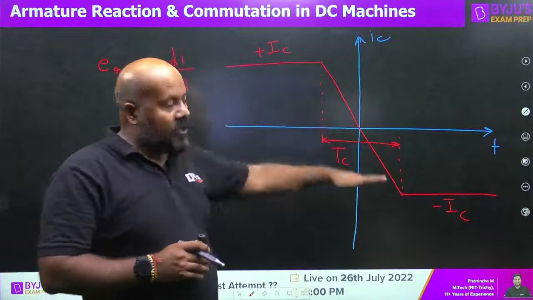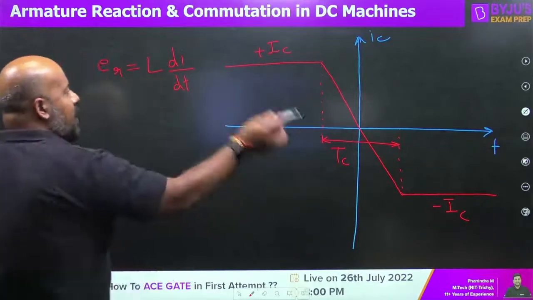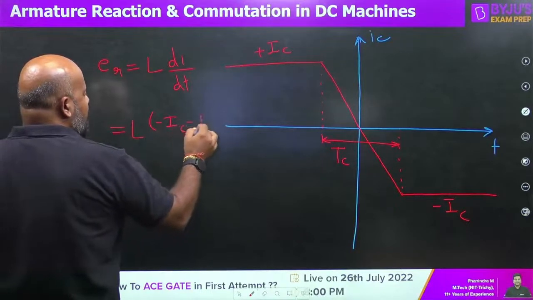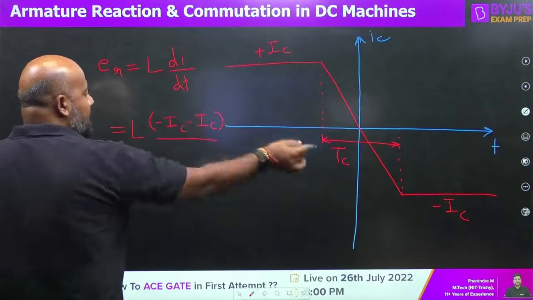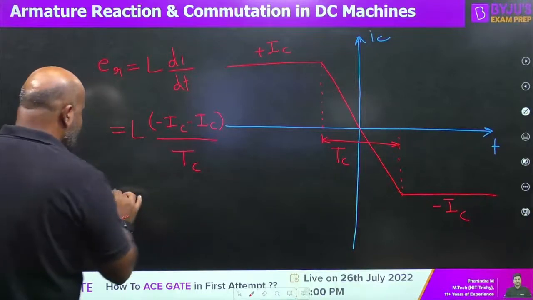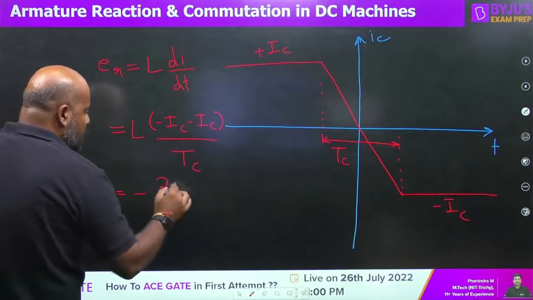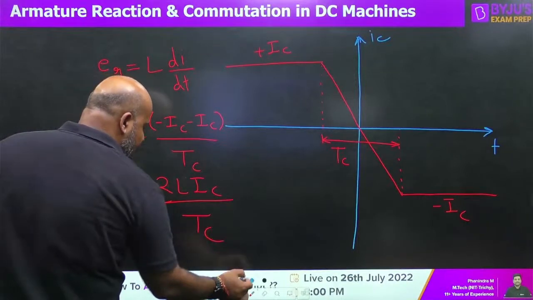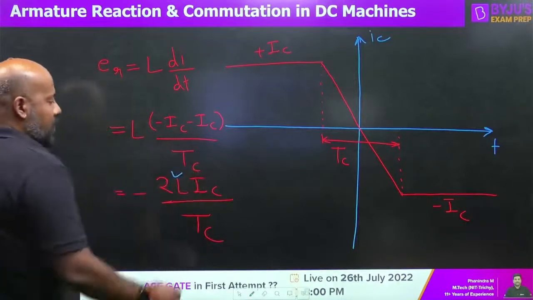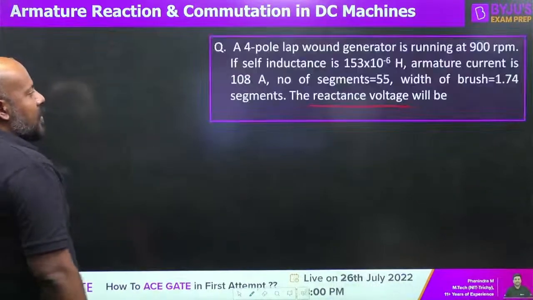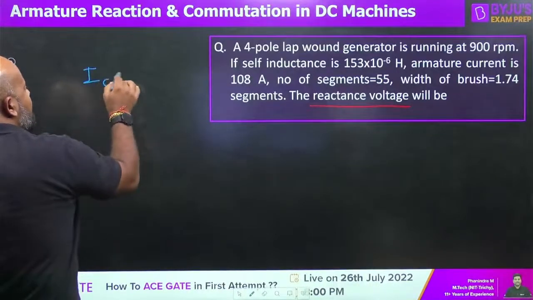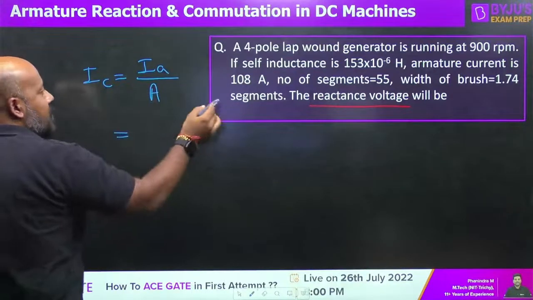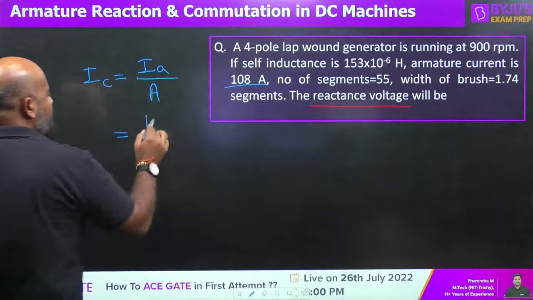So what is the total change in current? It is final minus initial. So it will become minus IC minus IC. What is the time period? That is the commutation period. So it will become minus 2L IC divided by TC. L is given in the problem. What is IC? IC is current in one parallel path. That is the armature current divided by number of parallel paths. What is armature current? 108 amperes.